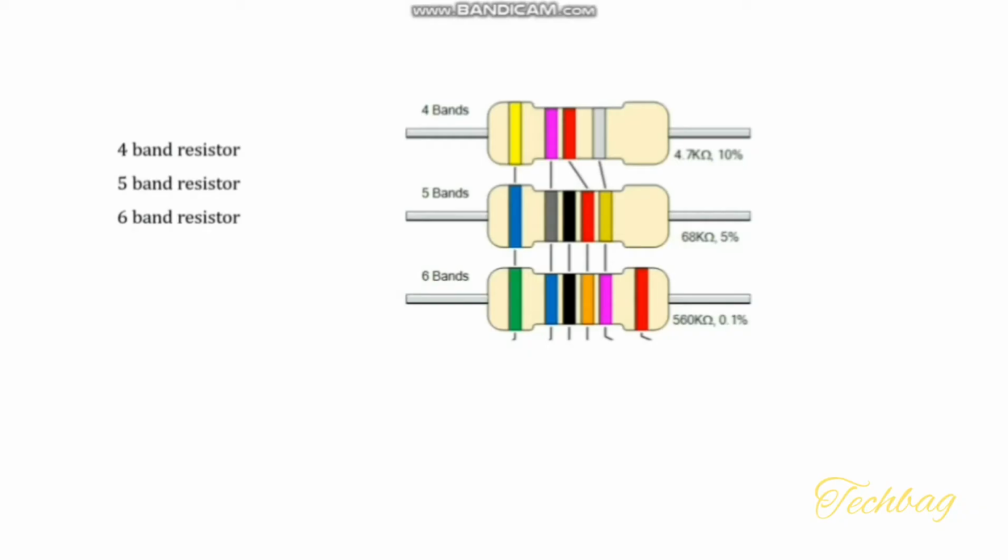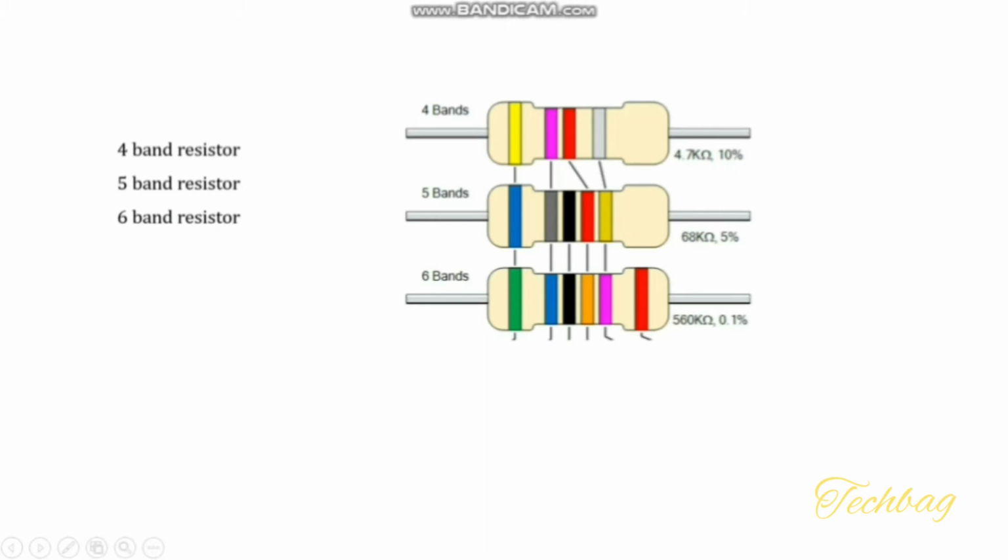For measuring the resistance value from color coding, we should know what the different bands of color present on the resistor are. Commercially, the resistor is available in either 4 band, 5 band or 6 band. This 4, 5 and 6 represent the number of bands present on that resistor, that is, the number of bands painted on that resistor. And the color of the band decides the resistance value of the particular resistor.